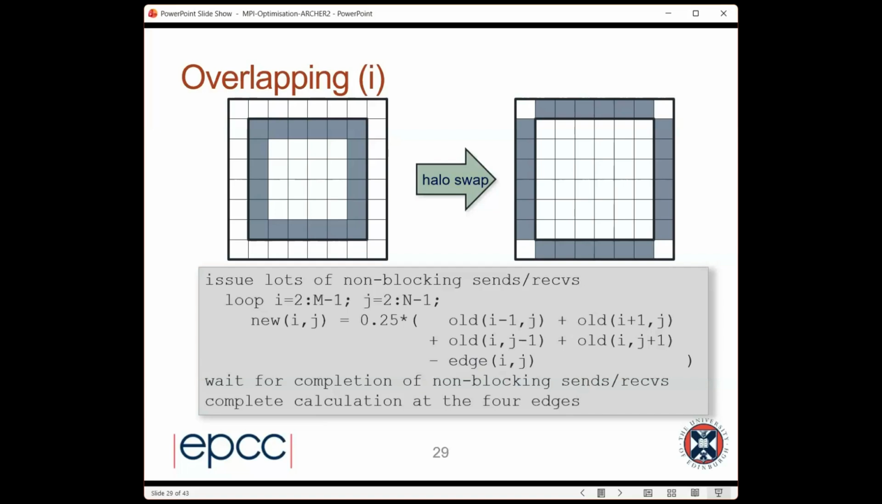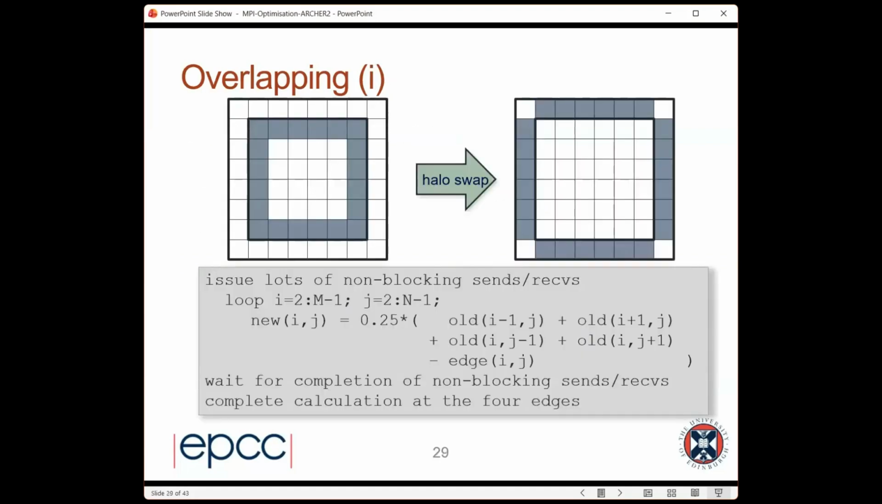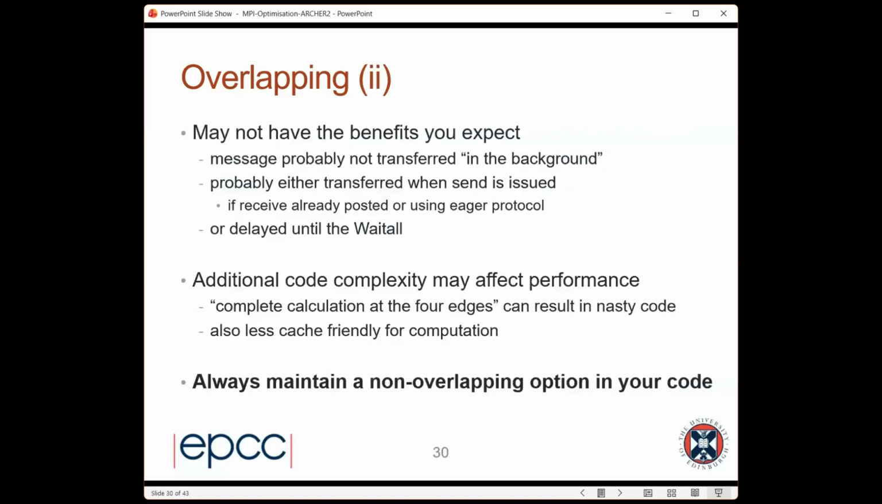In practice, I don't think that normally works. This may not have the benefit you expect. The messages are probably not transferred in the background. They're either transferred when the send is issued or delayed until the wait-all, or they're sent immediately because you're using the eager protocol. So in practice, I see a lot of codes that have this overlapping built into them, and my suspicion is that in a lot of them it isn't actually benefiting performance. It may benefit performance, it may not. That depends on the network and on the particular details of the computer you're running on.